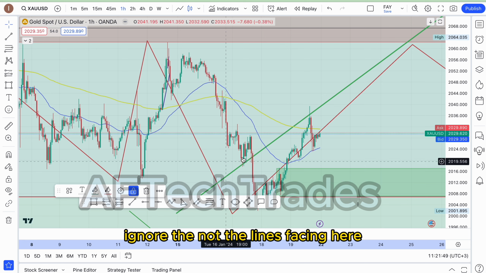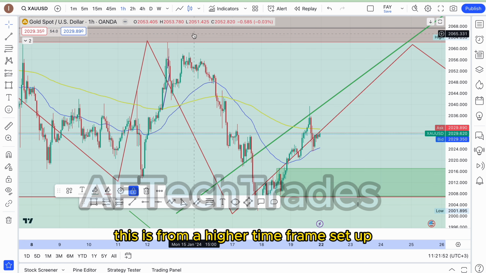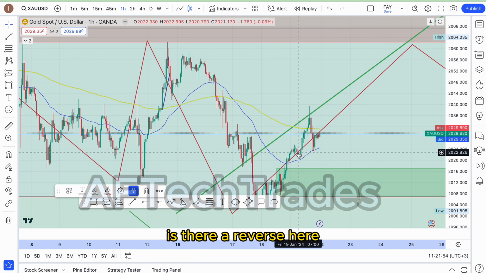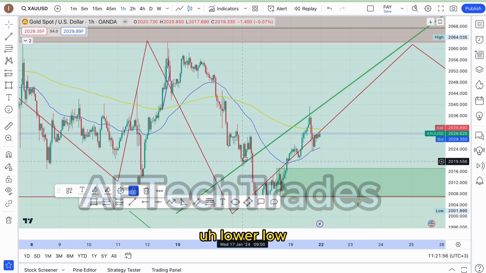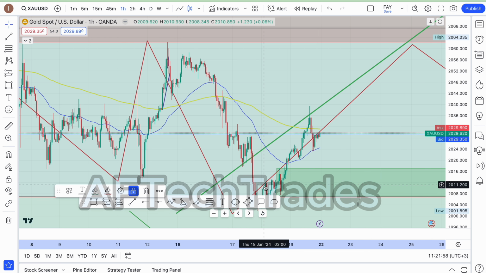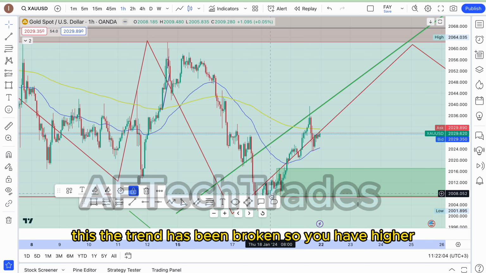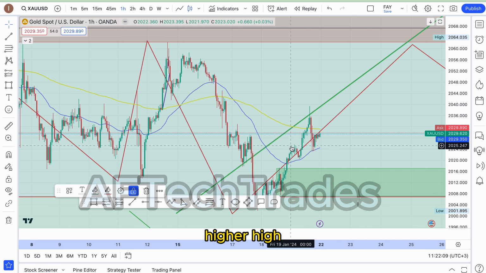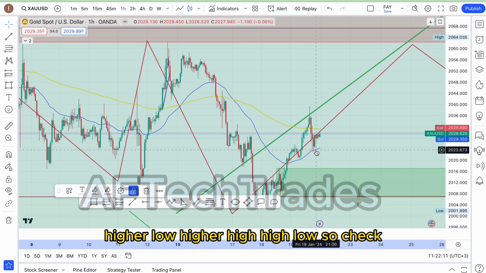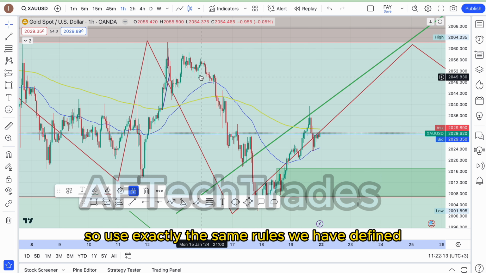Ignore the lines you're seeing here. This is from our higher time frame setup. This is top down. Is there a reversal here? Lower low, lower high, lower low, lower high. This is not a lower low again because it doesn't belong to this. The trend has been broken. So you have higher high, higher low, higher high, higher low, higher high, higher low. So check. Use exactly the same rules we have defined.